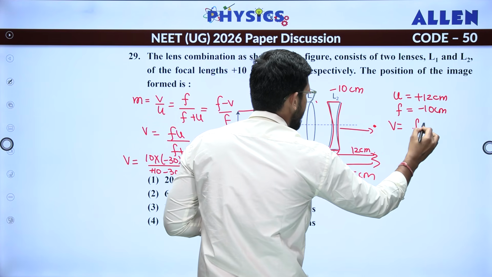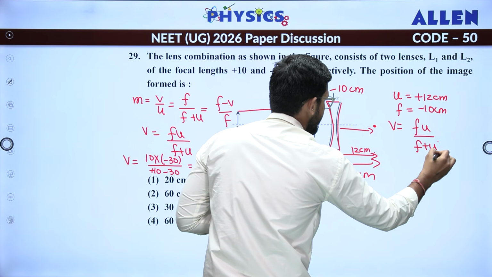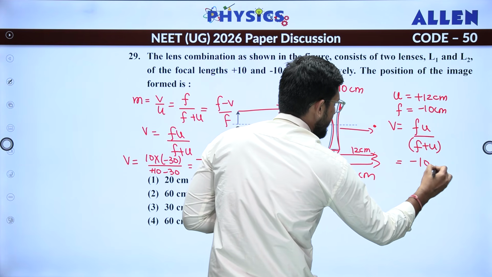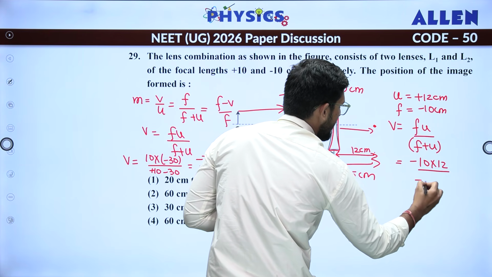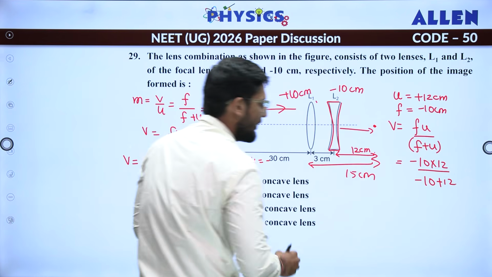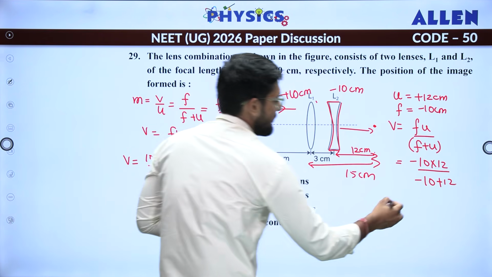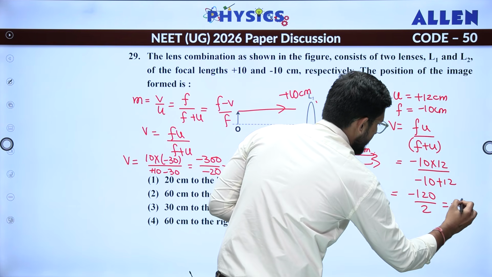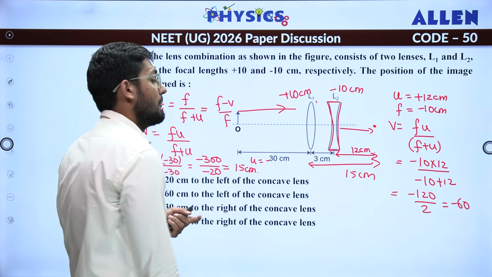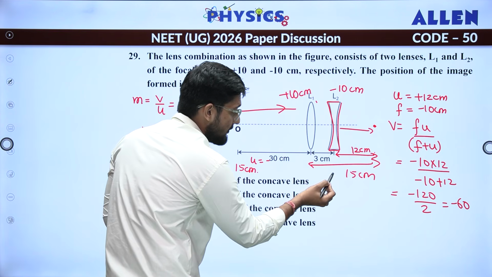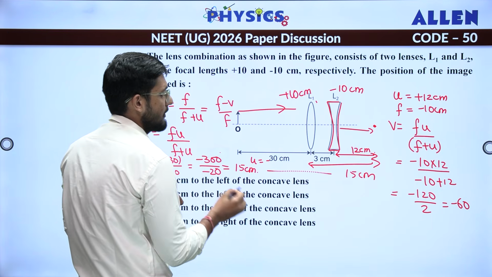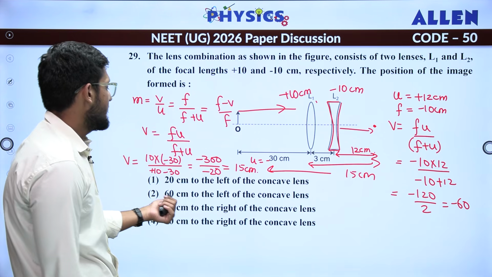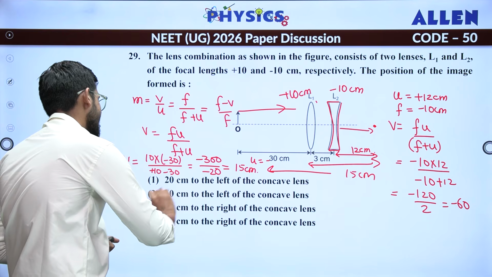So V will be FU by F plus U. This comes out to be minus 10 times 12 divided by minus 10 plus 12. Right. So this will be minus 120 divided by 2, which is minus 60. Minus 60 means that the image will be formed in front of this, at 60 centimeters. So 60 centimeters to the left of the concave lens.